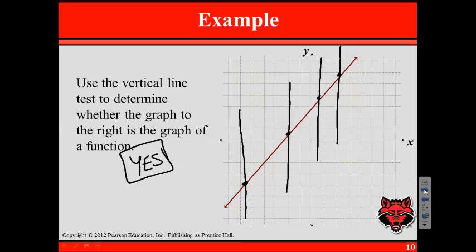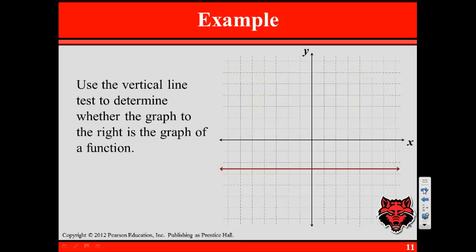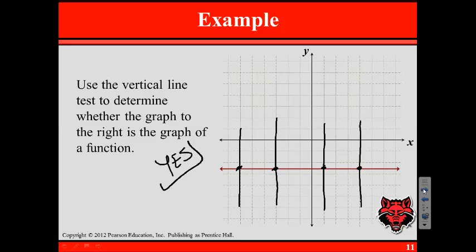Here's another example. Again, the graph is shown in red. It's a horizontal line. As we draw vertical lines, we see that each vertical line intersects at most one time with the graph. Because that's the case, again, yes, this is a function.